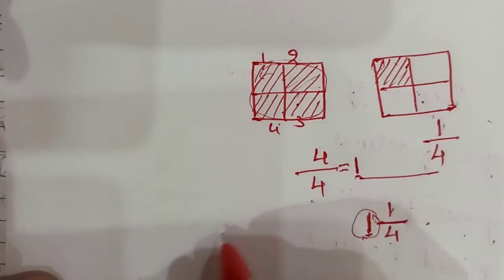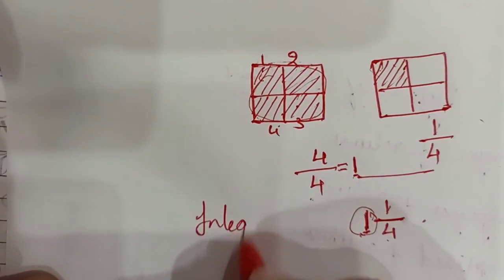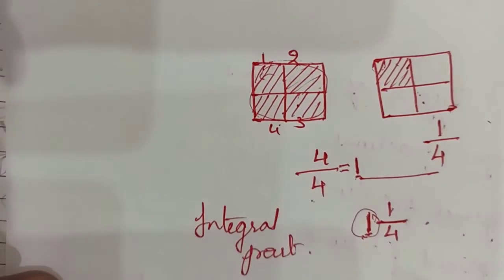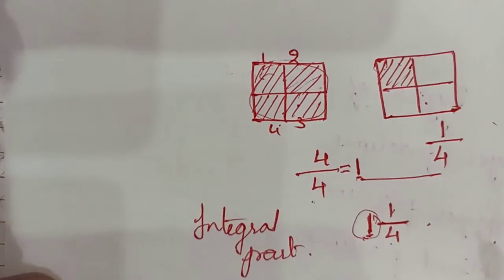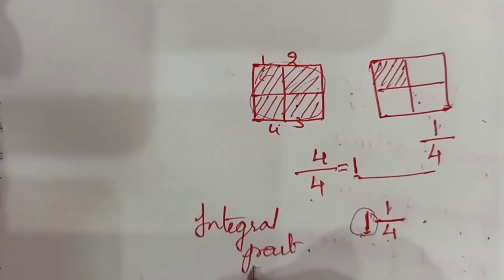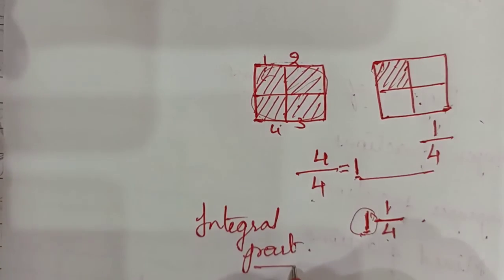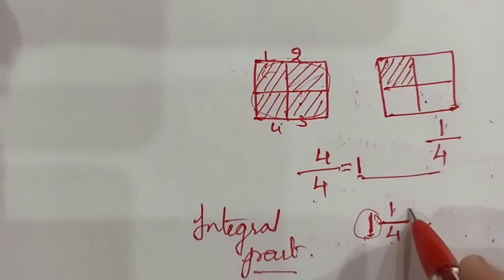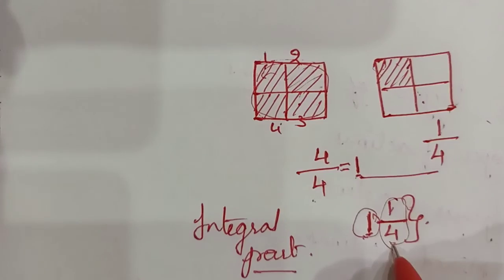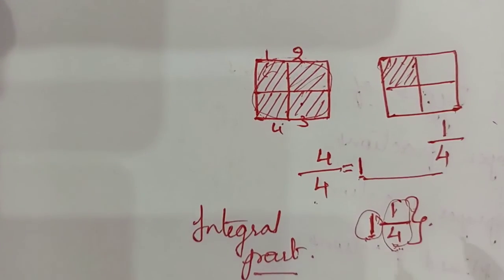This whole number is also called the integral part. What is the whole number called? Integral part. A mixed fraction is nothing but a combination of a whole number, or the integral part, and a proper fraction. Wherever you see a mixed fraction, this is only the proper fraction itself.